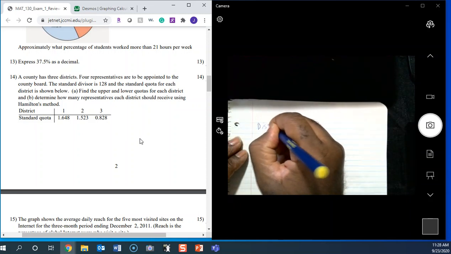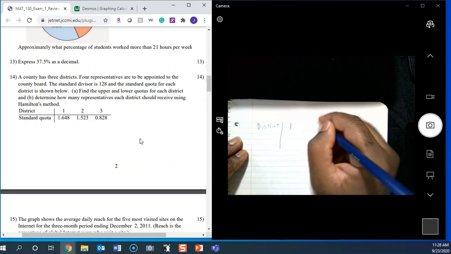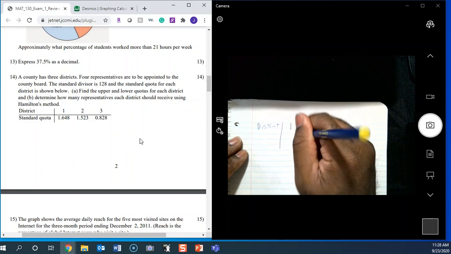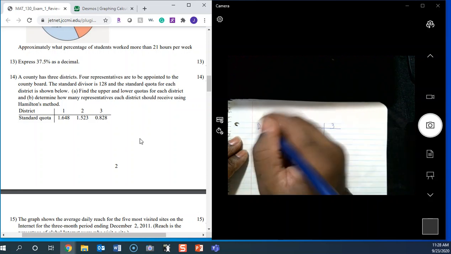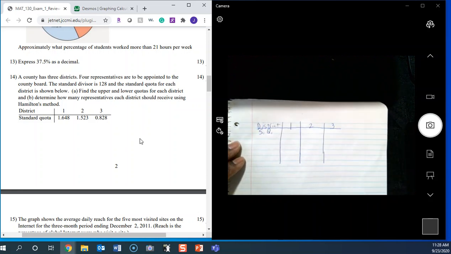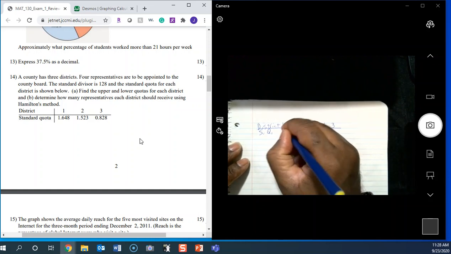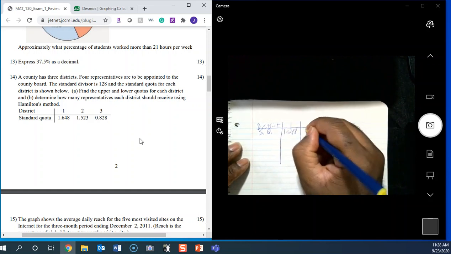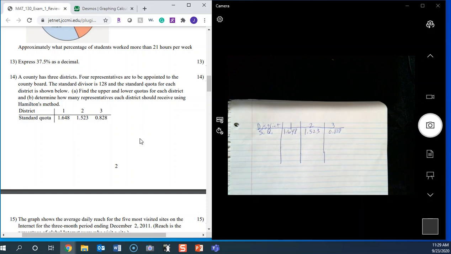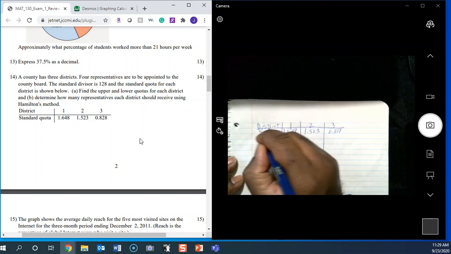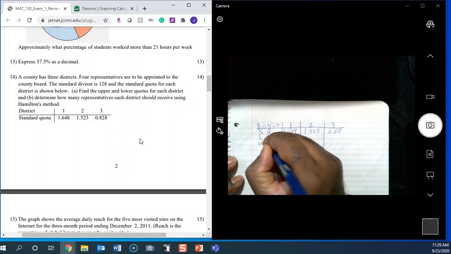I'm going to have to draw this real quick. We had district 1, 2, and 3. I'm just going to draw some separator lines here. The standard quota, I'm going to abbreviate as SQ. So the standard quota is 1.648, and then 1.523, and then 0.828. Now, they want us to do the upper and lower quotas. They already did the standard quota for us, so we don't have to do that part. But we could do the lower quota and the upper quota.